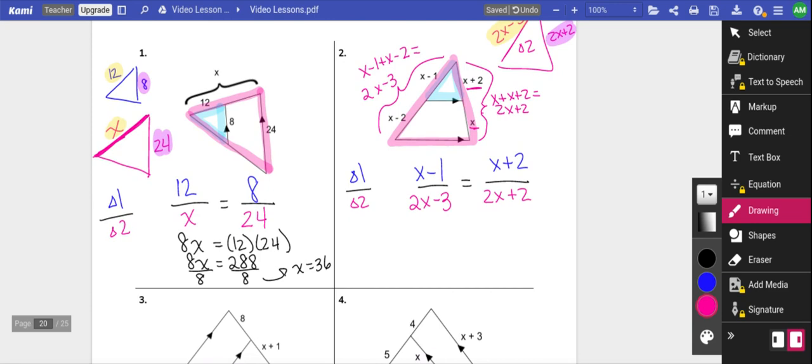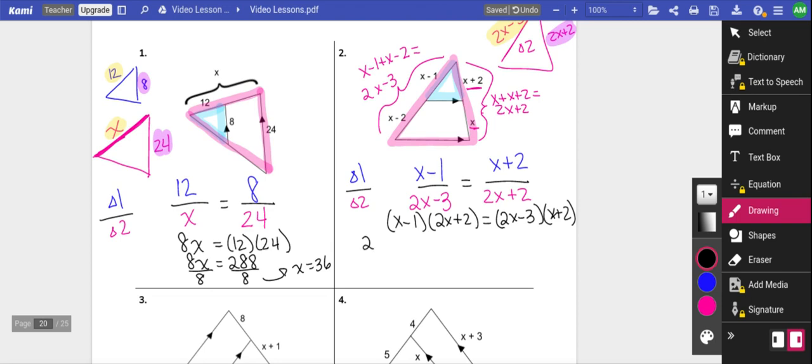So now I'm going to cross multiply. Now with this question, when I cross multiply, I wind up having a binomial times a binomial. And when we have a binomial times a binomial, we can either do double distribution or we can use box method. But either way, we're going to have a large binomial, a large trinomial probably at the end. So let's figure this out.